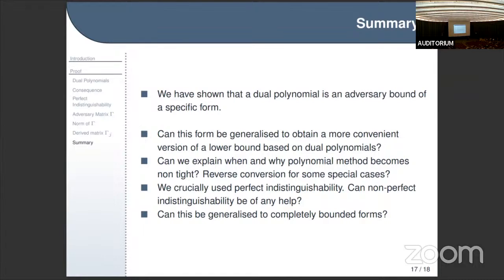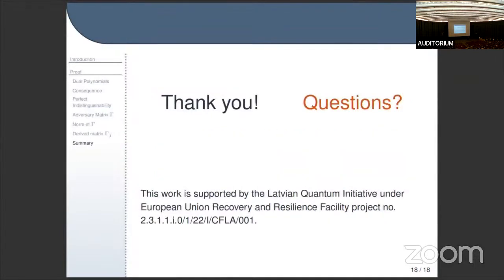We crucially use this perfect indistinguishability, as I said. So can non-perfect indistinguishability be of any help? It's a very interesting problem, I think, and I don't really have a way to address it. It could be very interesting to solve this. And finally, can this be generalized to completely bounded forms, which is a generalization of the polynomial lower bound? Okay, so that's it. Thank you.